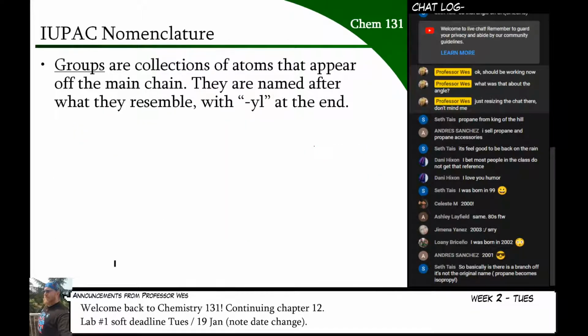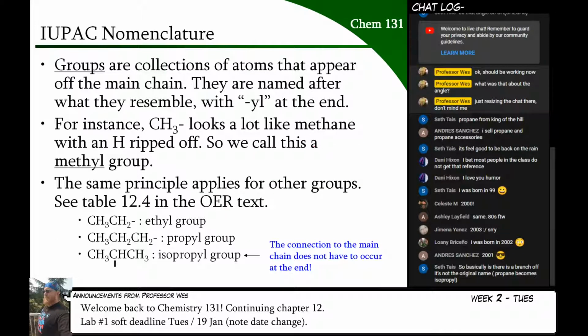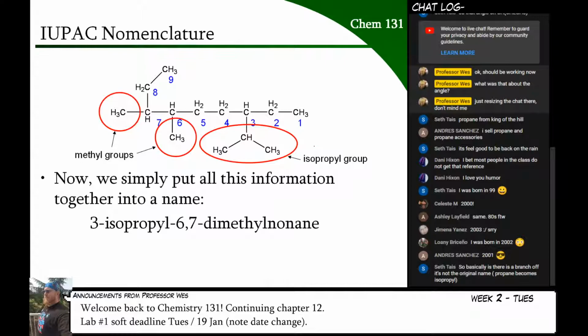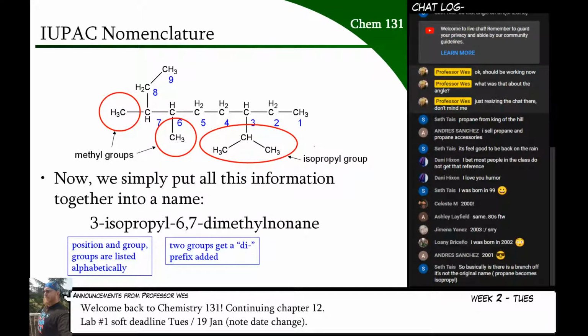All right. So I've already showed you what the groups look like on the previous slide. So there are our groups. How do we label our groups? We put the numbers of the positions, and then we list the groups alphabetically. If there are more than one group, we're going to put a prefix in there to represent that. So if there were 3, it would be trimethyl. If there were 4, it'd be tetramethyl, etc. And then finally, it's a nonane, so we're going to add that too.